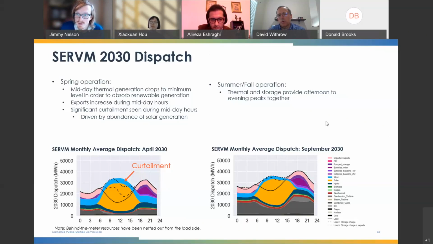I'll add here that pretty much every modeling result I've seen in the 2030 timeframe for California ends up having a lot of curtailment in the spring. It ends up being not economical to install batteries to soak up all of the curtailment. So there's certainly a balance there. There could be more, there could be less, but I think the answer is still going to be much greater than 0 in the spring months. Yeah, thanks, Jimmy.